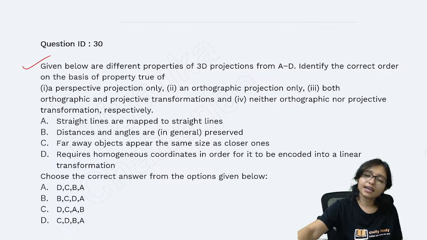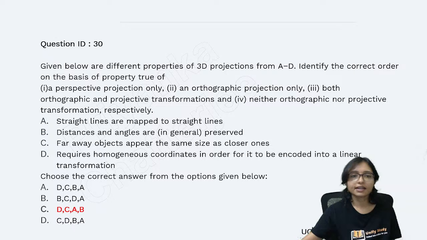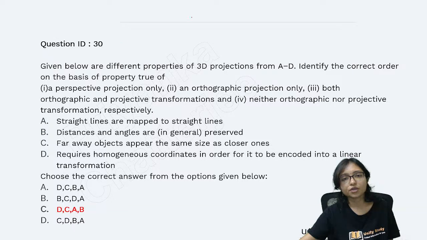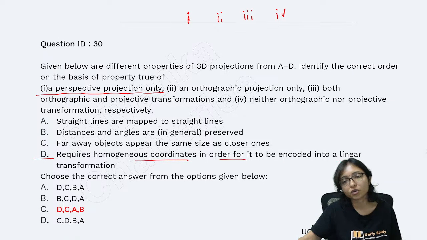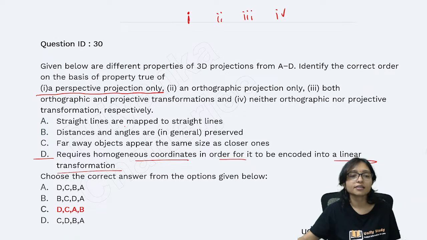Yes, yesterday we discussed this question very clearly, that this type of question you have to solve like 1, then 2, then 3 and then 4. First of all you have to check that A projects perspective projection only. What is the perspective projection? It requires the homogeneous coordinate in order to encode the linear transformation. Perspective is the linear transformation. When you are converting, then this is required.